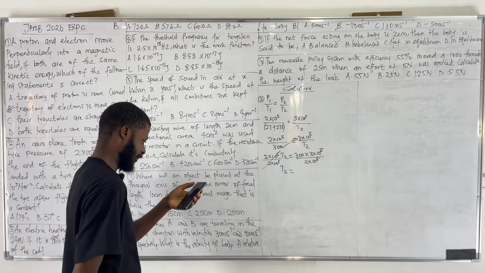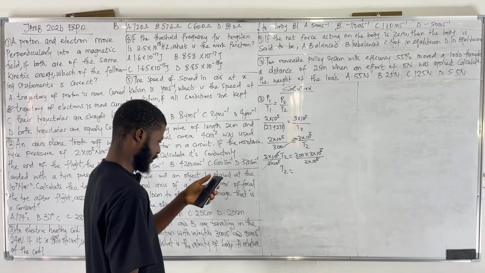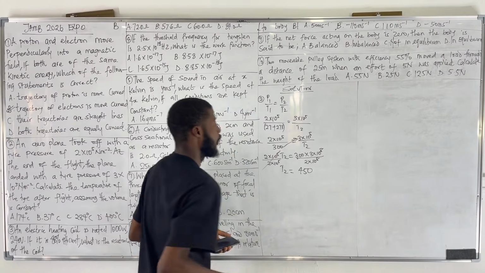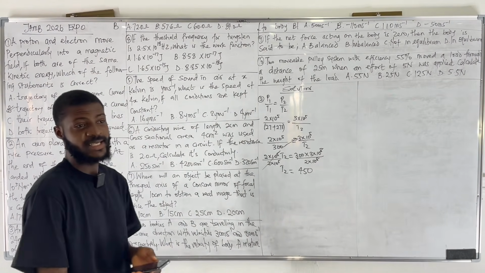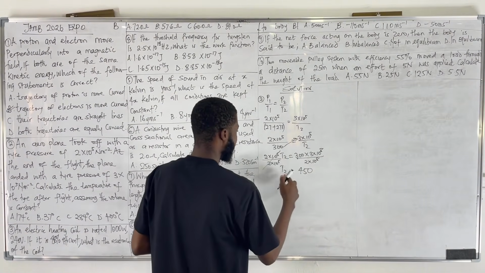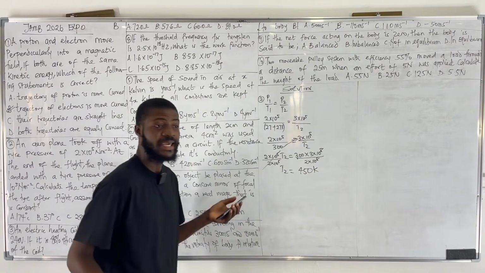Hold on. 450. Okay, I went to divide twice. That was what I was getting, 225. I went to divide twice. So the answer is going to be 450, but it's going to be in Kelvin.